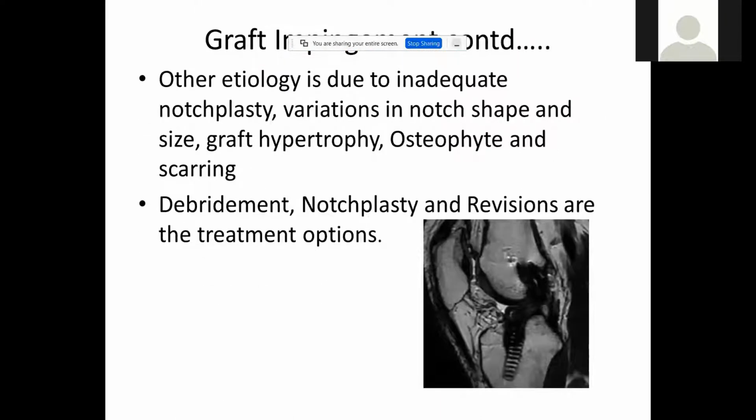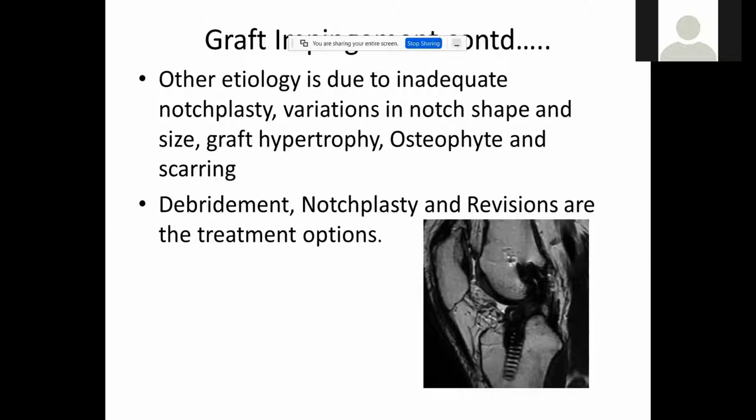You can see other etiologies are there, such as inadequate notchplasty. If you feel that the notch is impinging and you are doing notchplasty but have not done it adequately, it will start impinging more. There are variations of notch shape in different people. You always have to individualize and customize the ACL tibial tunnel placement in every knee.